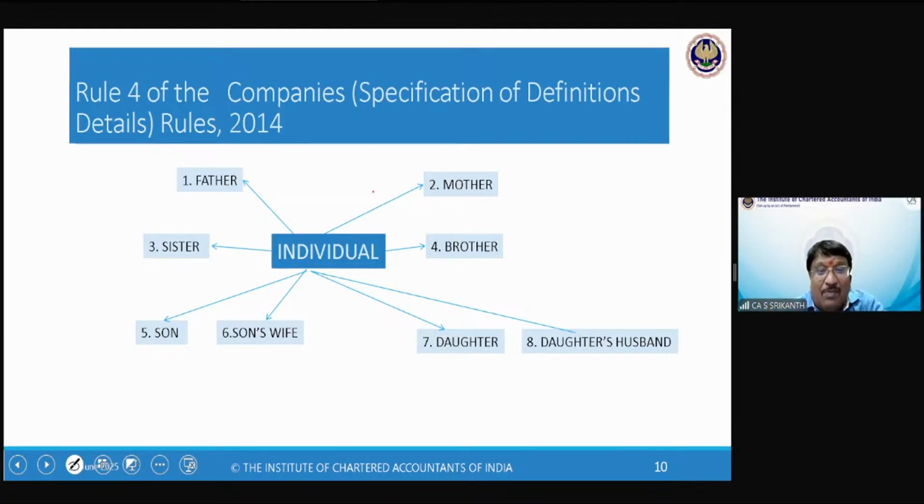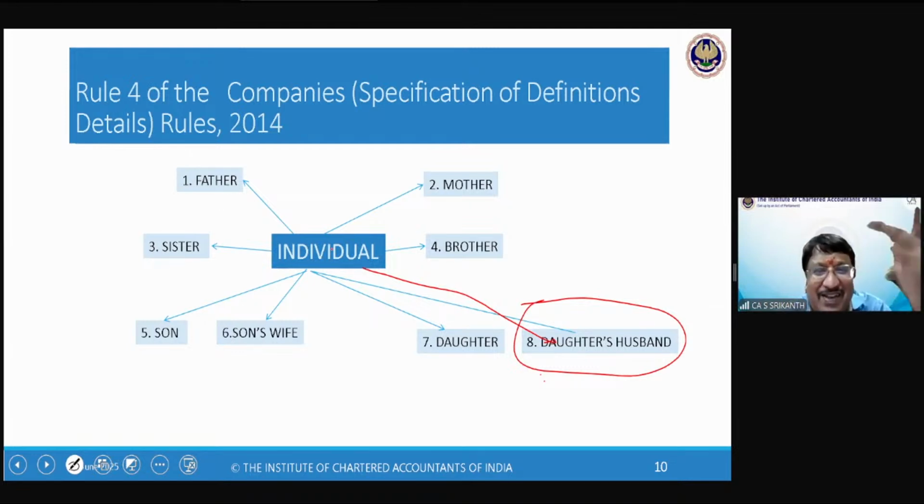But see, you are not my relative, but I am your relative. Look at it. It so happens now I'm a father-in-law. So, my son-in-law is my relative. Got it? If I am taken as the individual, my son-in-law is my relative. But if he is taken as the individual, I am not his relative.